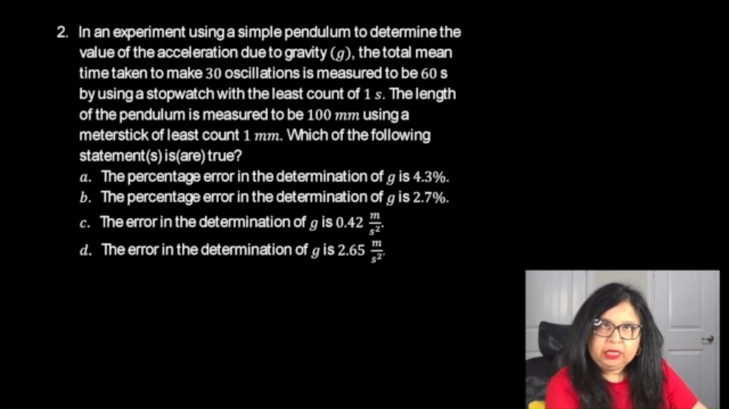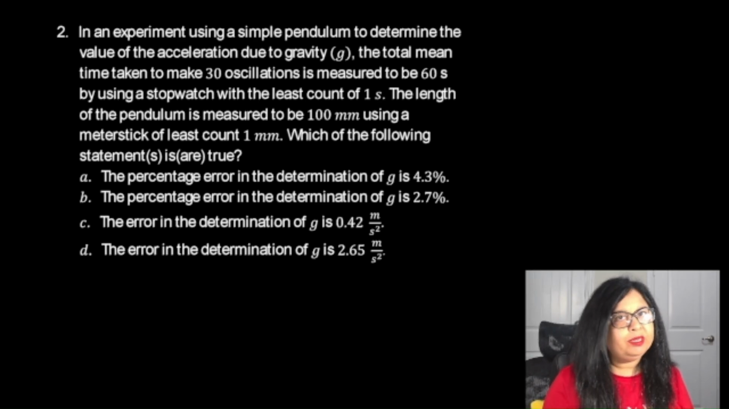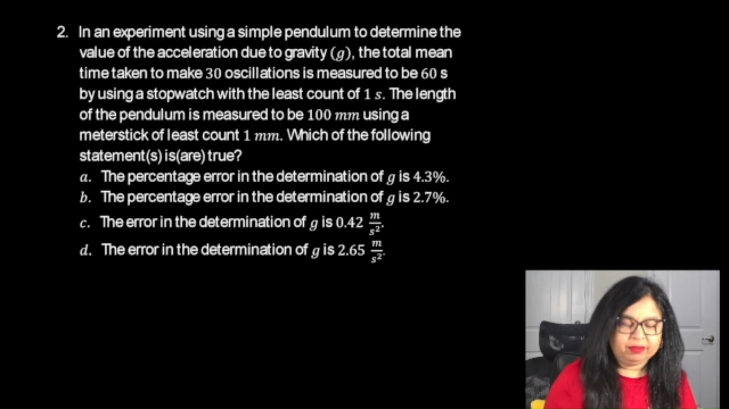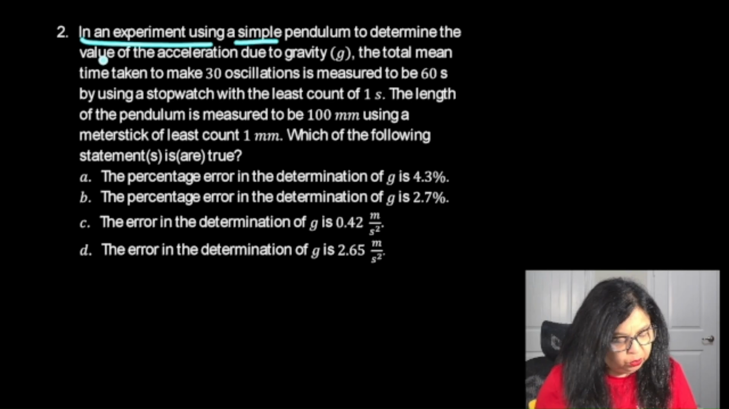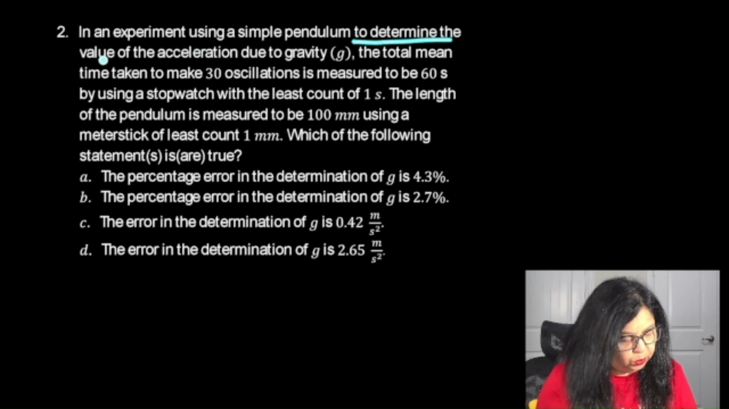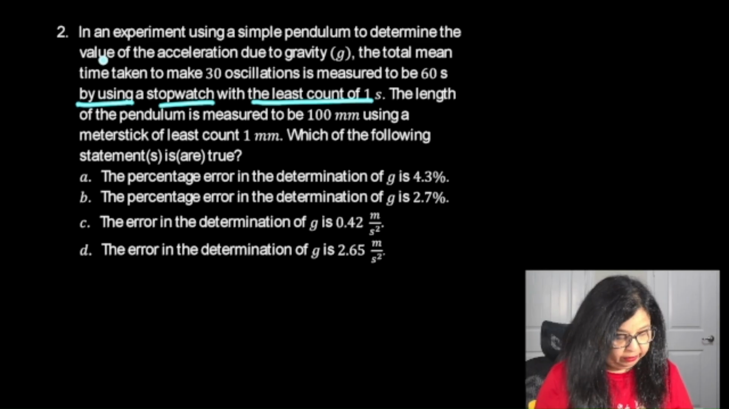Problem number 2. It is somewhat similar to problem number 1 and somewhat different. Let's see what it says. It says, in an experiment using a simple pendulum to determine the value of the acceleration due to gravity g, the total mean time taken to make 30 oscillations is measured to be 60 seconds by using a stopwatch with the least count of 1 second.